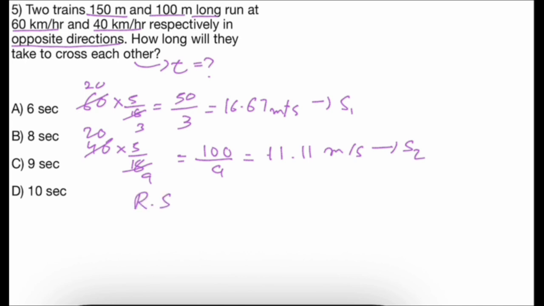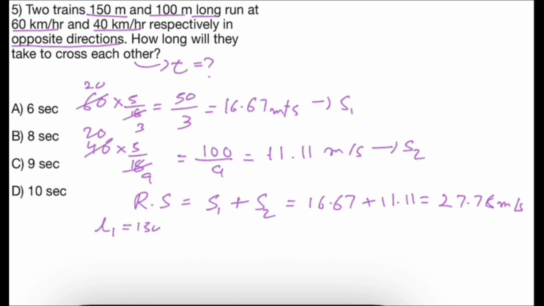Now we'll find the relative speed. It's given in the question that the two trains are traveling in opposite directions. If they're traveling in opposite directions, the relative speed is s1 plus s2. If it's in the same direction, we subtract. If it's opposite, we add. So this would be 16.67 plus 11.11, which is equal to 27.78 meter per second.